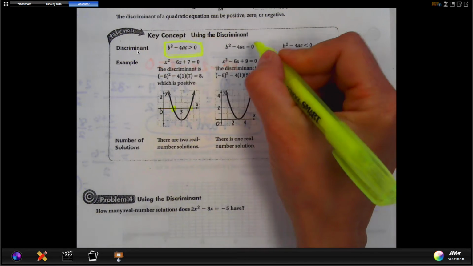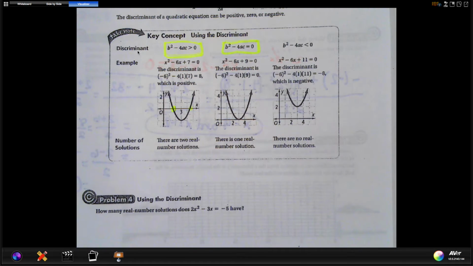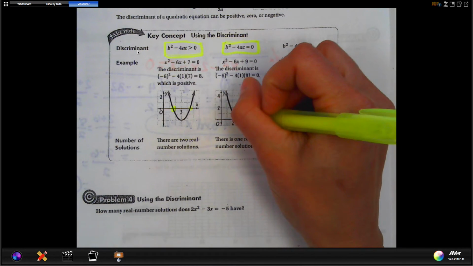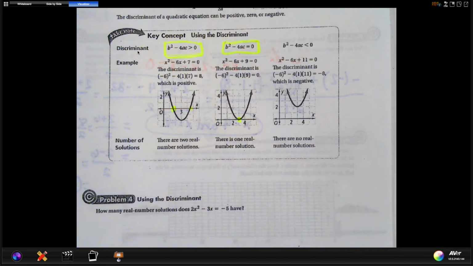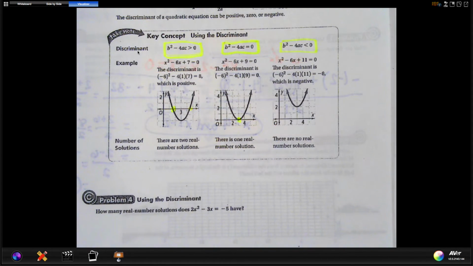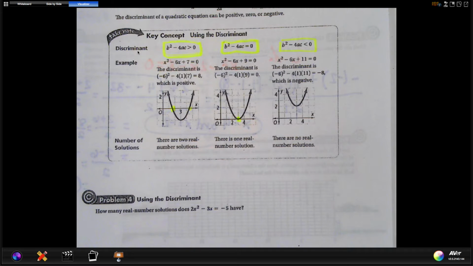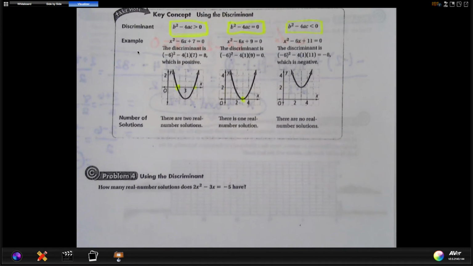If it is exactly equal to 0, it's only going to hit in 1 spot. Either the maximum or the minimum will hit once. It'll be 1 solution. And if it is less than 0, you cannot take the square root of a negative. Well, eventually you will, and you're going to get an imaginary number and put an i on it, but that's not till later in your math life, okay? And it will not hit at all, so there'll be no solution for right now, okay? Now, let me give you an example.